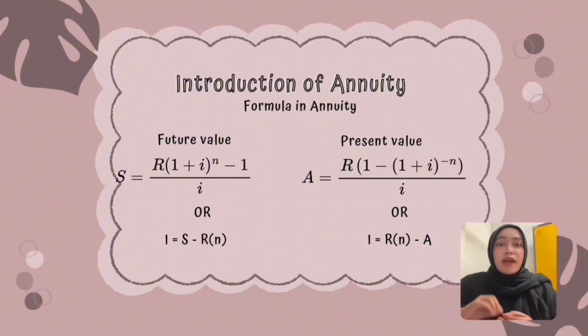For future value, S equals R, open bracket, 1 plus i, close bracket, to the power of n, minus 1, close bracket, over i, where interest equals S minus R in the bracket n. For present value, A equals R, open bracket, 1 minus open bracket 1 plus i close bracket to the power of negative n, close bracket, over i, where i equals R in the bracket n minus A.